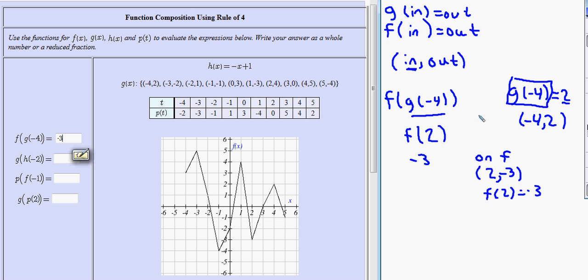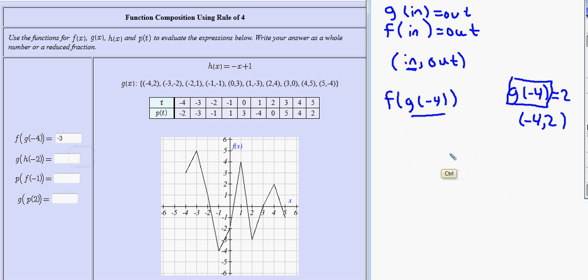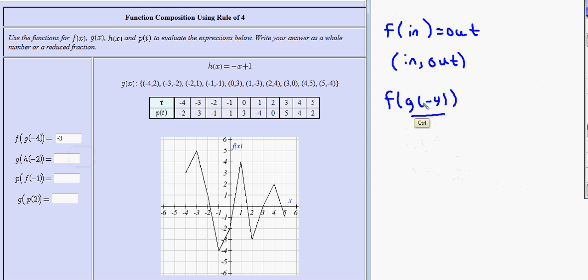The next question, g of h of negative 2, involves h now and not f. So h was given to be an equation, so it's going to play out a little differently, but the rules are always the same. So I'm going to erase my screen here, and I'm going to write the next question, g of h of negative 2. G of h of negative 2, the game hasn't changed. If the number's in the parentheses, it's an input.